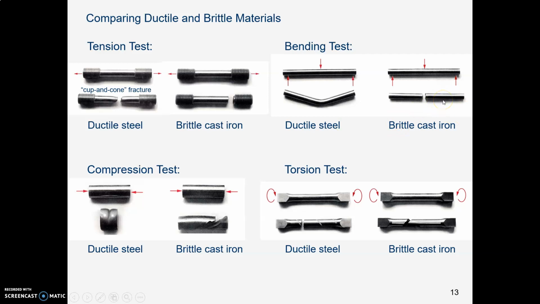Whereas a piece of cast iron, which is brittle, when it fails, it stays straight. Everything looks fine until all of a sudden, boom, it cracks and comes apart.